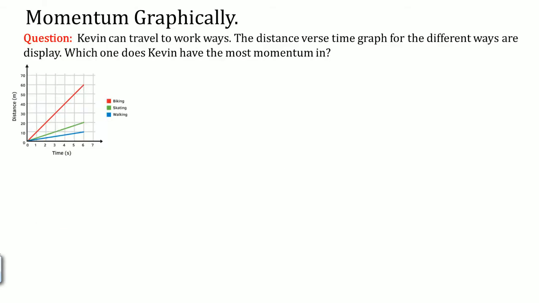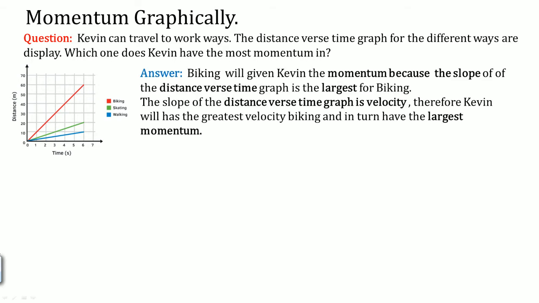Let's look at momentum graphically here. Kevin can travel to work different ways. The distance versus time graph shows where the different ways are displayed. Which one does Kevin have the most momentum? Here, it's a distance versus time graph. So we know that momentum is P equals mv, so you need velocity here.